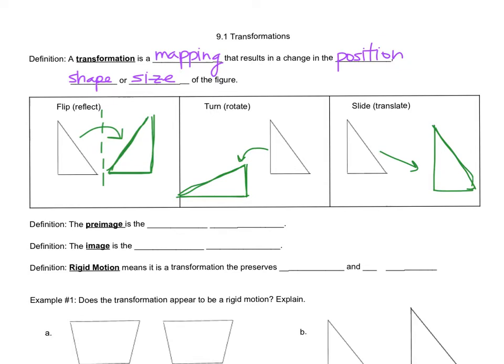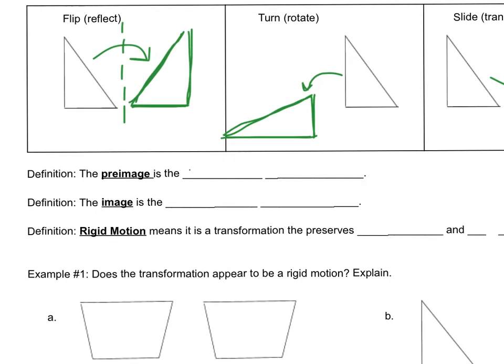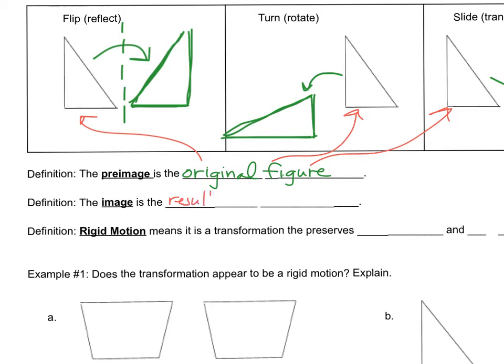Okay, so with these, there's a few terms that you're going to see that you need to know what they mean. So the first one, we're talking about a preimage and an image, okay? The preimage, what do you suppose the preimage is? What is pre? The first, it's the starting, okay? So the preimage is the original figure that we're working with. Okay, so in the case of what we did above here, these would be the preimage, right? Your original figure.